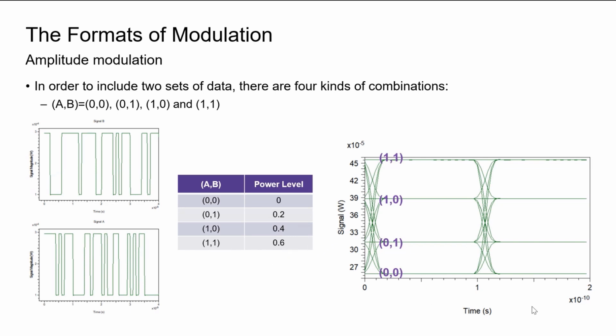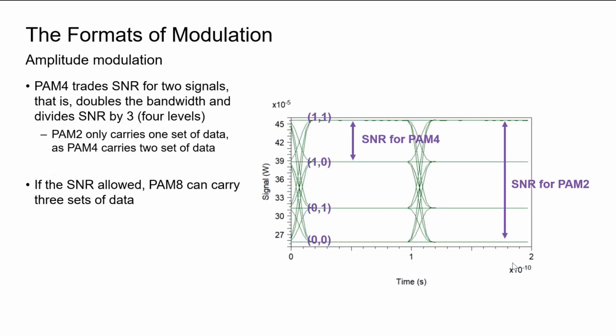And then if we check the eye diagram, now we have 4 different levels of signals representing the different combinations of our signal data A and data B. So by decoding the output signal with these rules, we are able to decode the original data in the end at the receiver side.